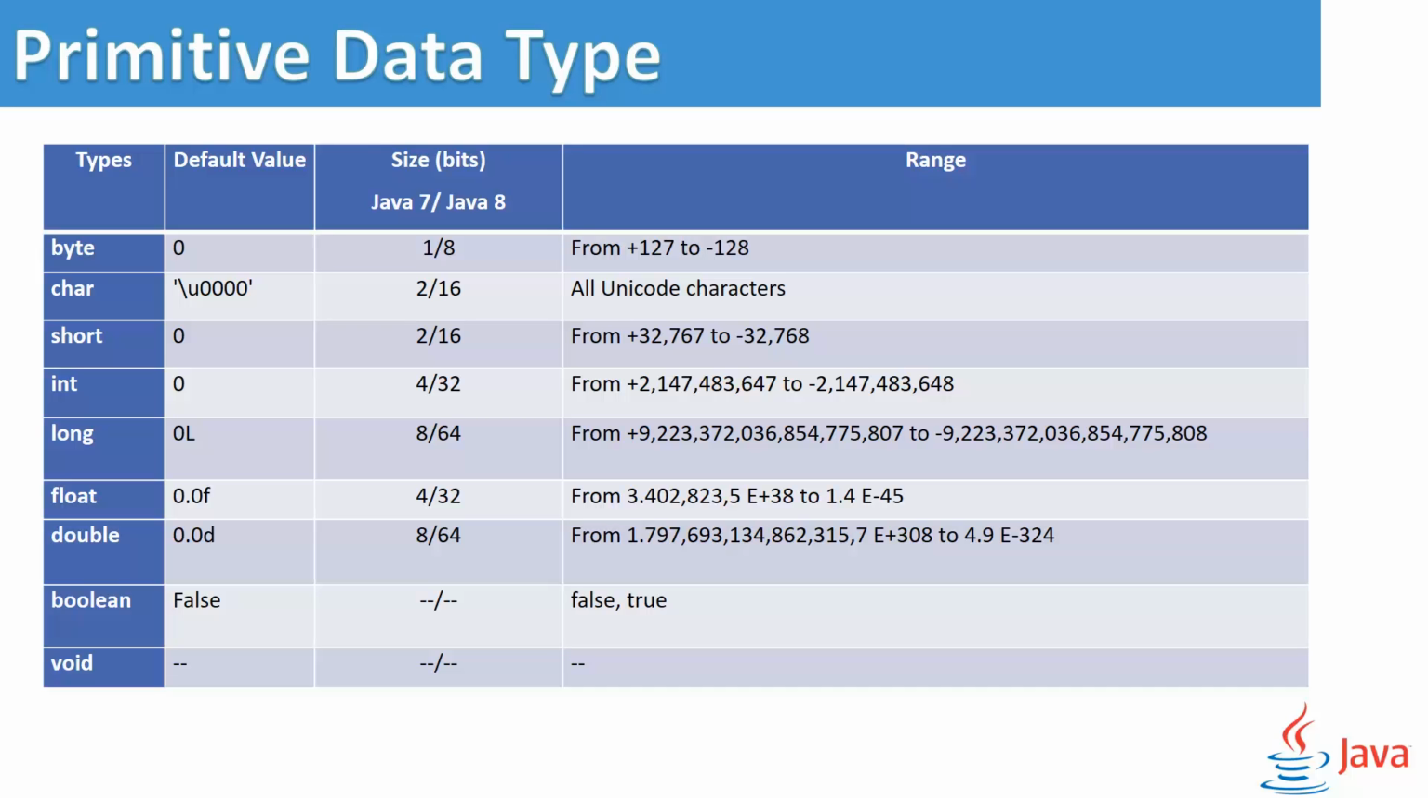From the fourth column, you can understand the lowest and largest value that can be assigned to a primitive data type. So as per our requirement, in terms of the range of the value, we should choose the data type during programming. In the third column, we can see that the size of char was 2 in Java 7, but the size of char is 16 in Java 8.